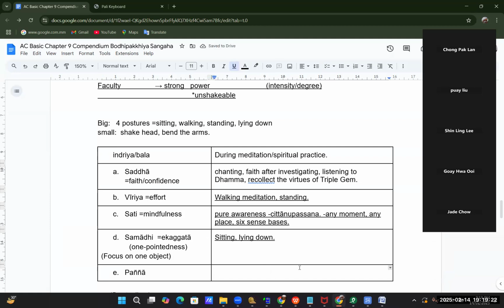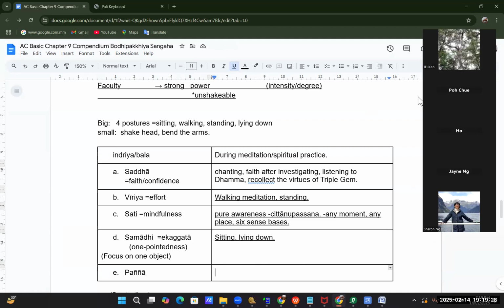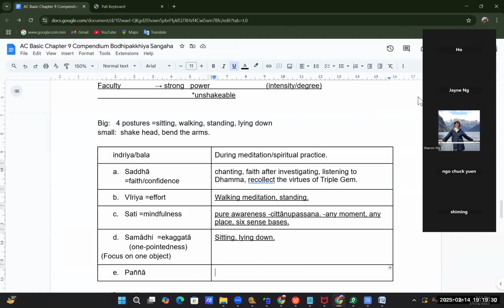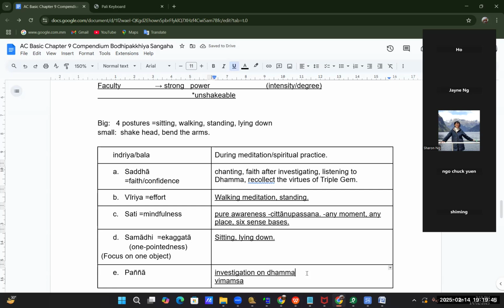Now, how do you increase your panya, wisdom? All right, so anybody? For those who practiced before. Investigation. Yes. Investigation on what? On Dhamma. All right. Like just now we had the word vimansa. Remember? Vimansa is the same as panya, investigation. You need to investigate things like, what is this? Like nama rupa, the five aggregates, the six sense bases. Even to improve the seven factors of enlightenment, you can investigate these also. All these are different dhamma.